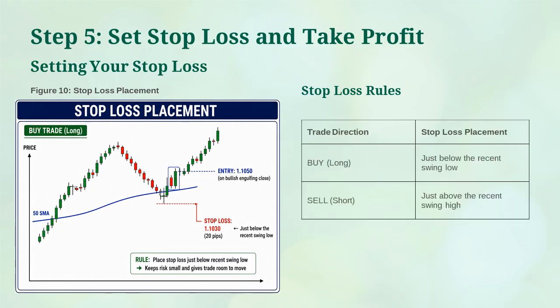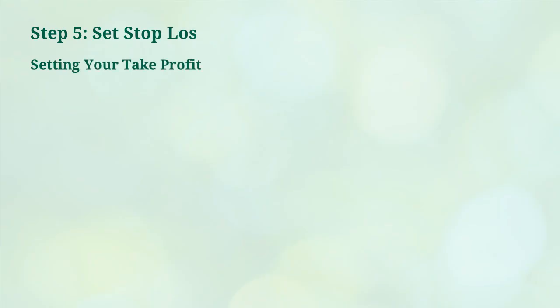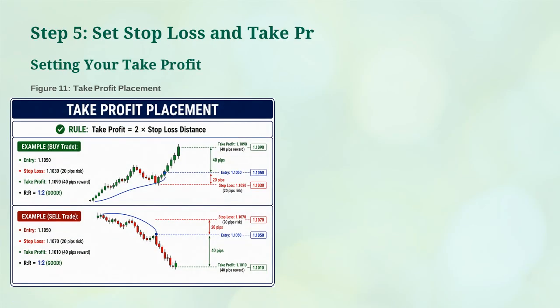Reference the table. Buy long, stop loss below the recent swing low. Sell short, stop loss above the recent swing high. Setting your take profit. Reference Figure 11. We target a 1 to 2 risk-reward ratio. This means if your stop loss is 20 pips away, your take profit should be 40 pips away. Calculated this way. Measure the distance from your entry to your stop loss. Multiply that distance by 2. Add that to your entry for buy or subtract for sell.